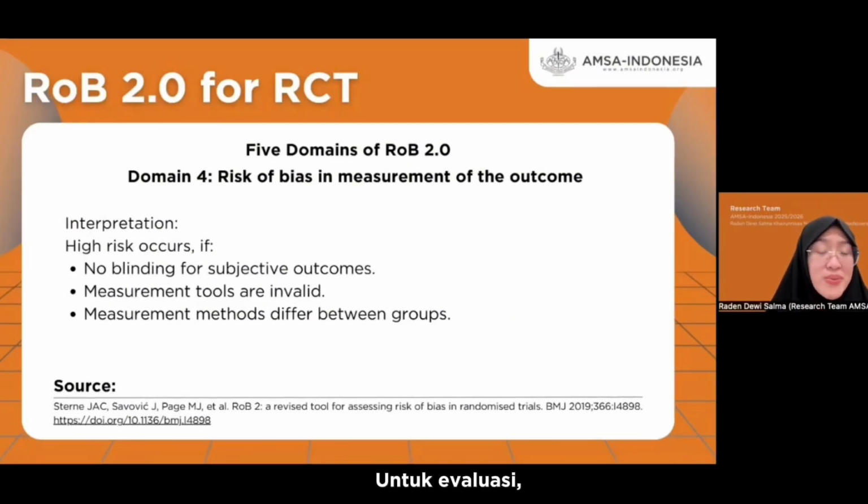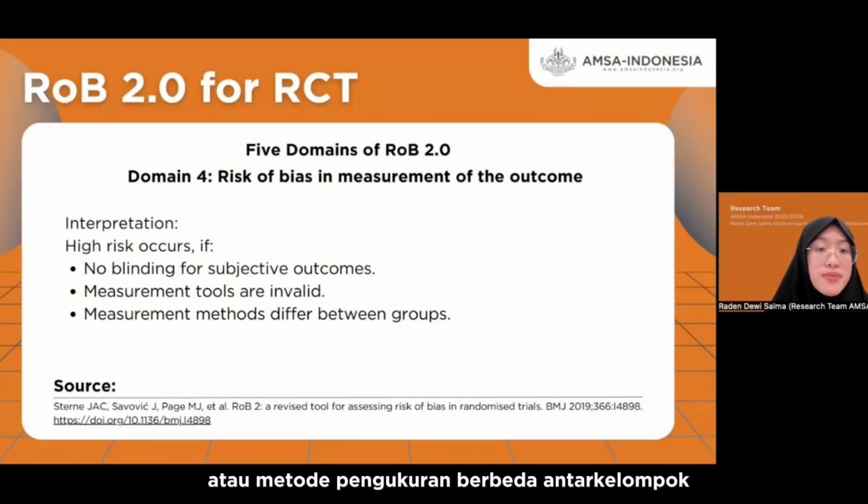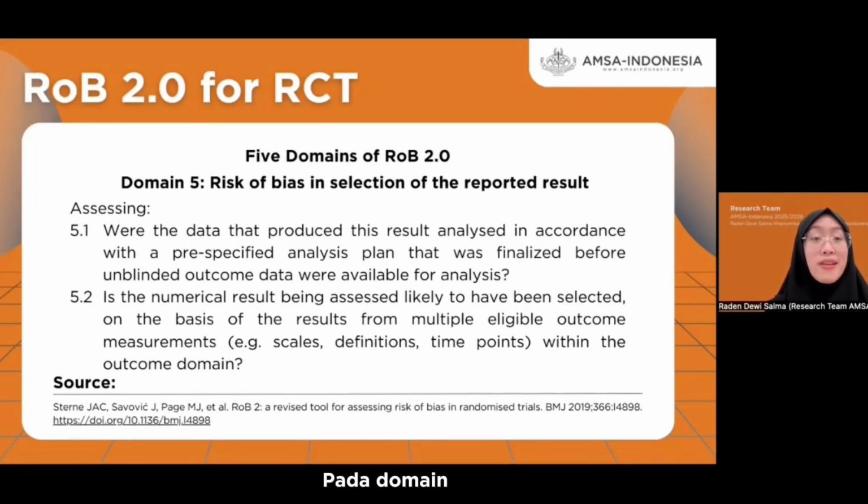For our evaluation, it is important to clarify the circumstances under which a study is judged to have a high risk of bias. A high risk is identified when there is no blinding for subjective outcomes, measurement tools are invalid, or the measurement method differs between groups. In Domain 5, risk of bias in selection of the reported result, 3 aspects are evaluated.